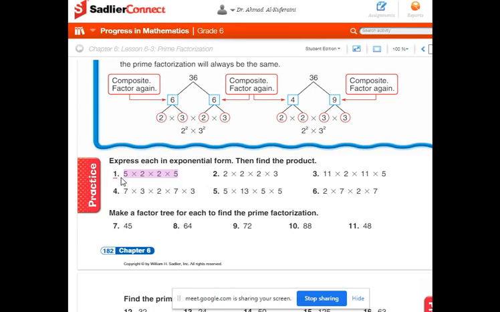The question is asking you to express each in exponential form. When we have 2 and 2 is repeated twice, simply we write 2 caret 2.